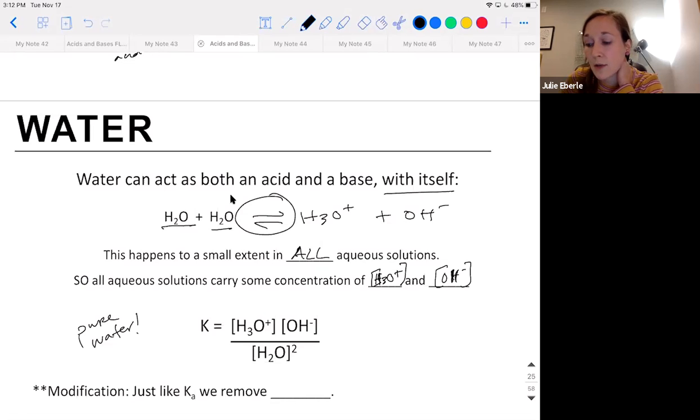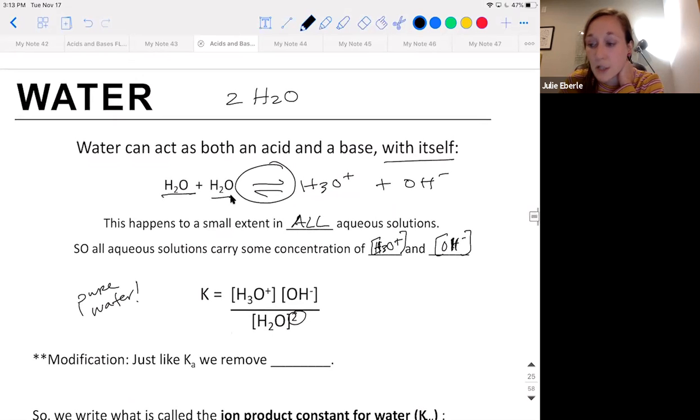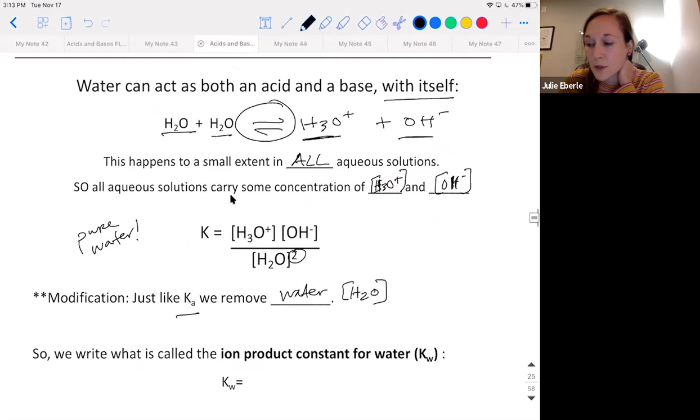It's essentially like we have a coefficient of 2 in front of H2O if we just wrote 1 H2O, and so that's why we square the concentration of water on the bottom. And just like Ka, we're going to remove water from the equation because it's also the solvent. And we have very little, like I just said, of your products. This does not happen to a large extent. You mostly have reactants here. So your K is, guess what, going to be very, very, very small.